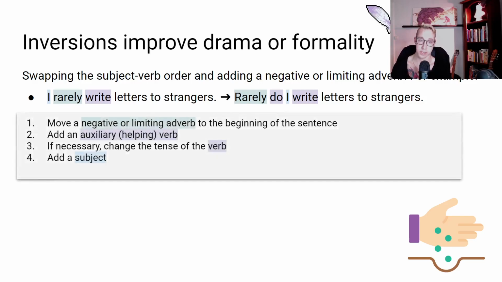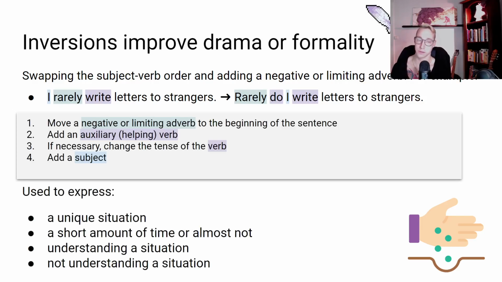So the four steps of creating an inversion are that you move the negative or the limiting adverb to the beginning of the sentence, you add an auxiliary verb, and if necessary, you change the tense of the verb. We'll look at a few examples of these later. And then finally, you add the subject. Also, please mind here that you can change these somewhat depending on the word order. We'll see more examples of these in just a few slides.